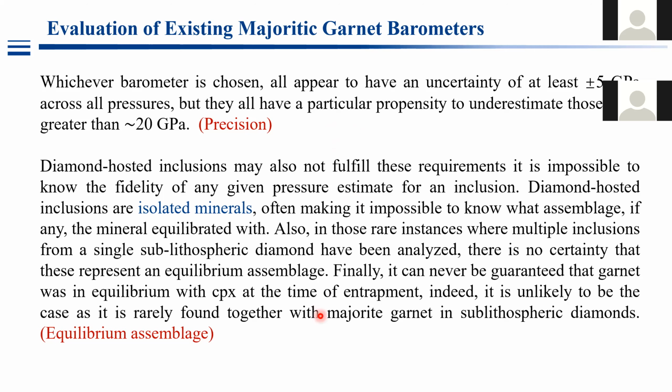And the second drawback is they require some restrictions. They need the equilibration assemblage, but it's hard for most natural diamonds. And given the above reasons, the authors use the machine learning method to establish a new barometer.